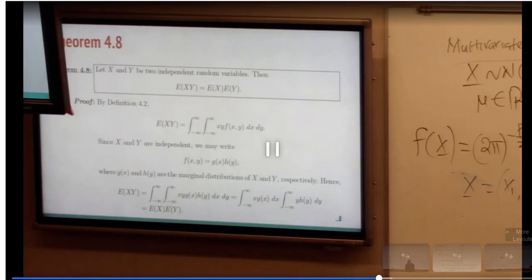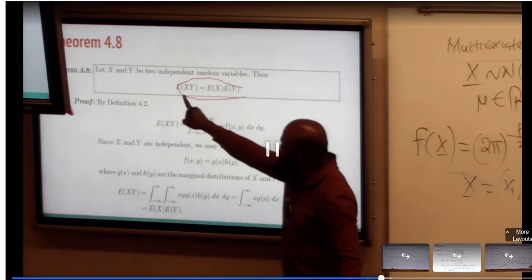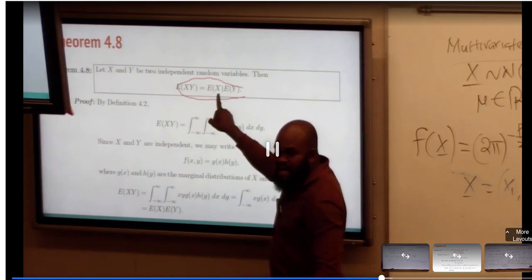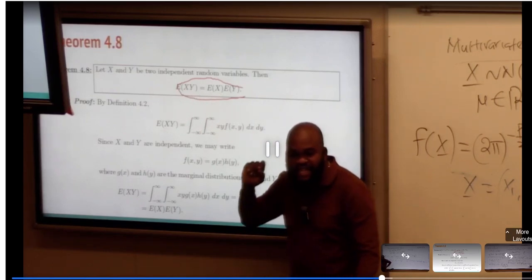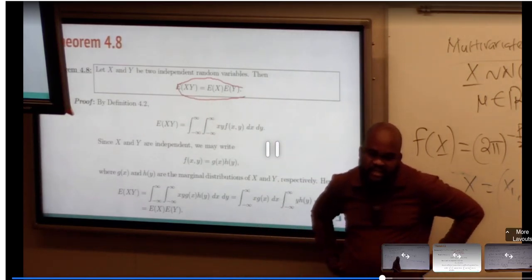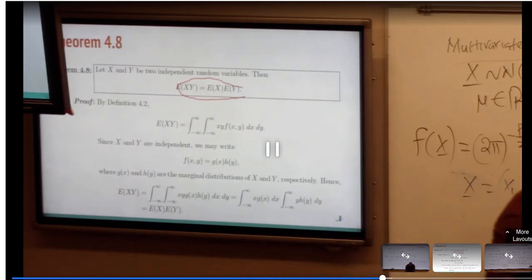I want to present to you another way to figure out if x and y are independent. There are so many ways to show this, and this is another way. If x and y are independent, the expectation of a product can be expressed as the product of the unconditional means. Take a look at that. And we have a proof for that.